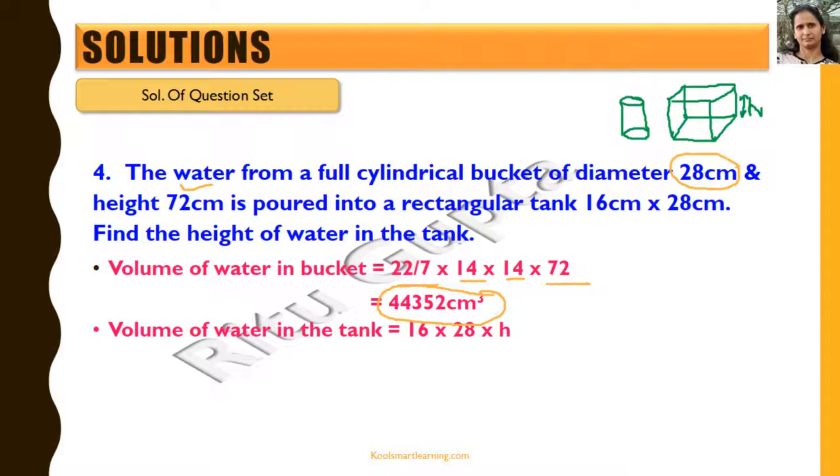Now volume of water in the tank is given by 16 into 28, which is the base of the rectangle, into the height of water that it rises up to. So this volume of water in the tank will be equal to the volume of water in the bucket. Equating the two, we get 16 into 28 into h is equal to 44352. Simplifying this, we get h is equal to 99 centimeters.